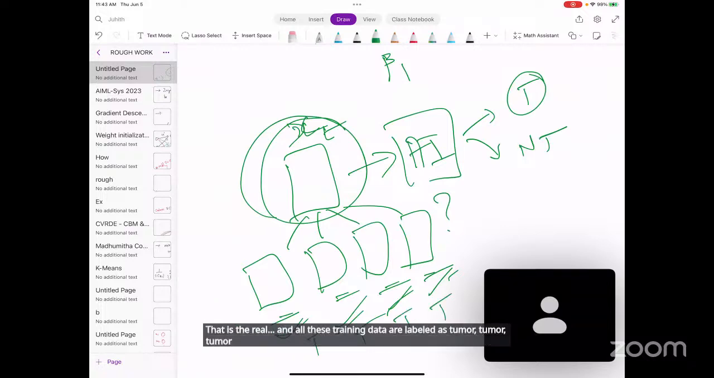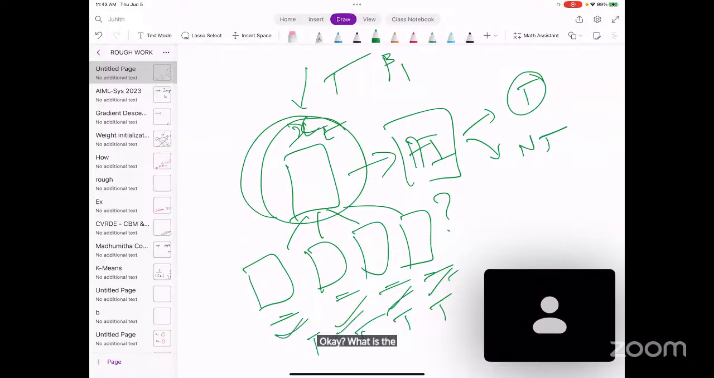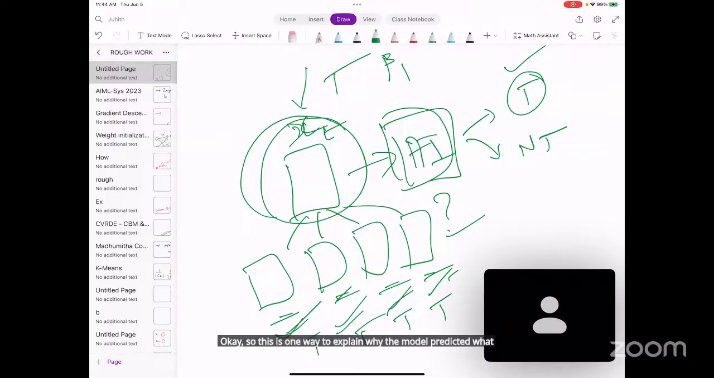That is why I believe this also is a tumor. Okay, what is the explanation? Example samples from the training data. Okay, so this is one way to explain why the model predicted what it predicted. In complex neural networks and all, this is possible.